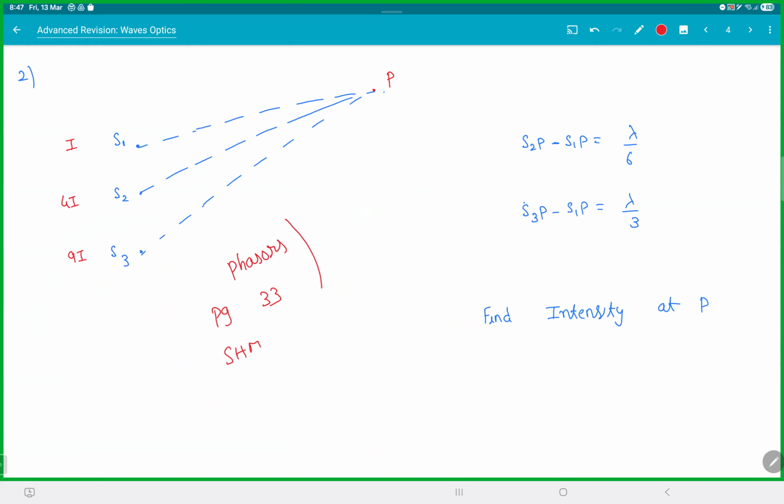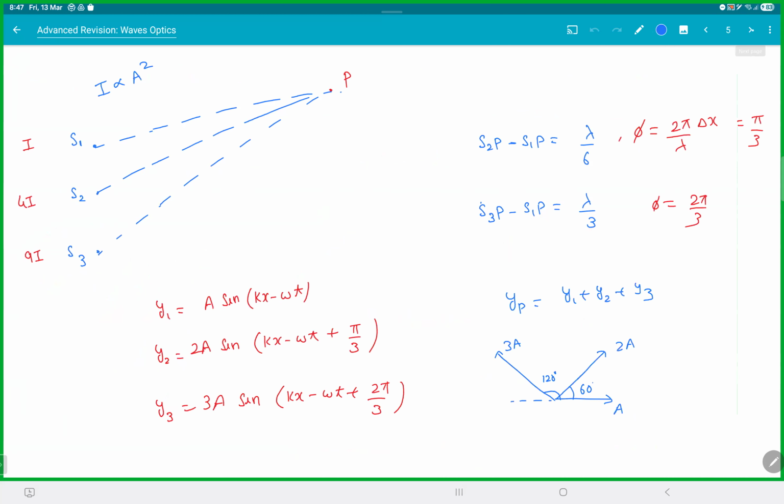You need to know this thing. If you have more than two sources, this is how you handle them. Every time you won't be so lucky to get that YDSC thing.